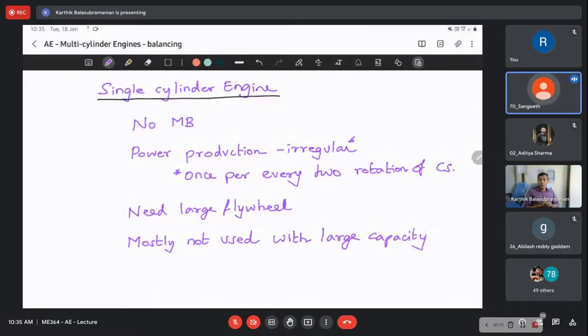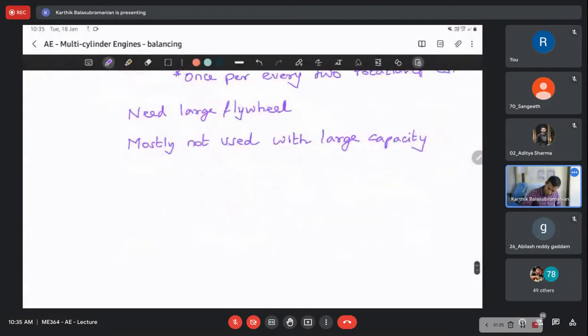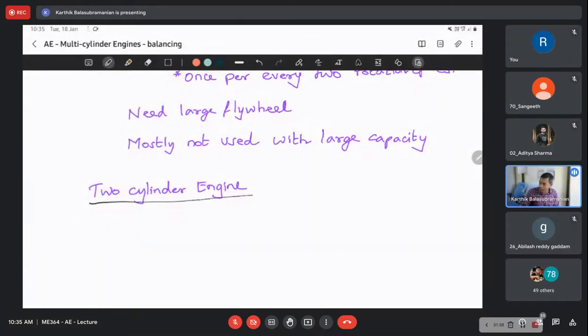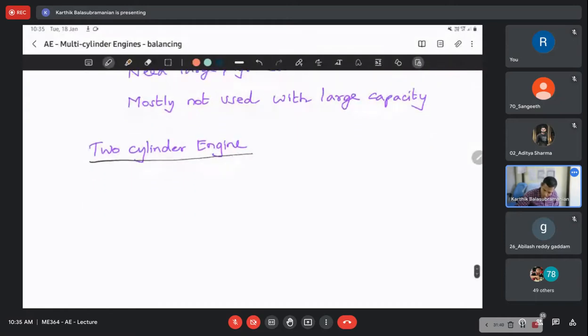So is that what overlap is? Huh? Is that what overlap is? You want to know what the overlap is? Yeah. I'll tell you. So now we go for a two-cylinder engine. So what happens in a two-cylinder engine? Let's say we have an inline two-cylinder, okay?